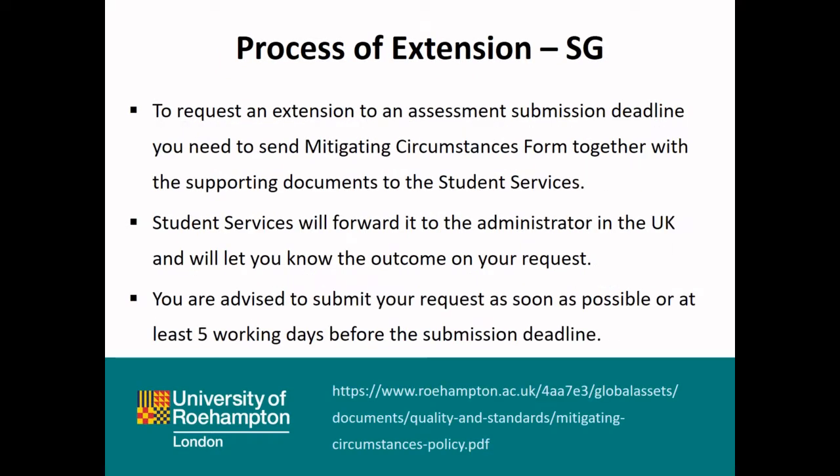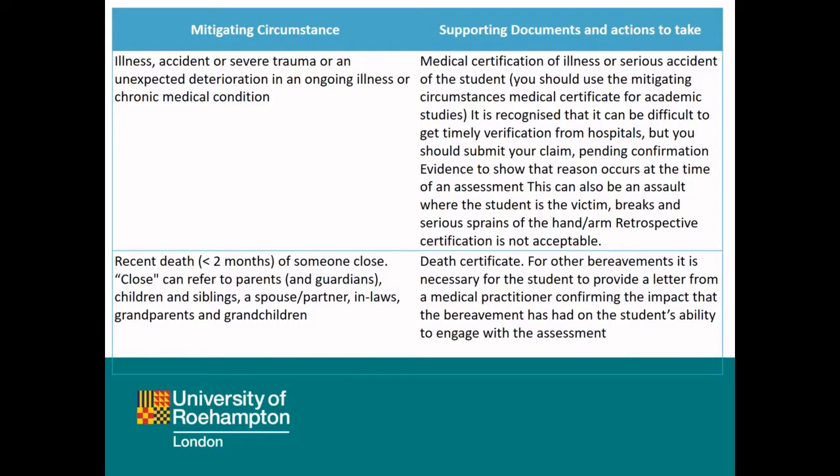To request an extension to an assessment submission deadline, you need to send the Mitigating Circumstances form together with the supporting documents to the Student Services. The Student Services will forward it to the administrator in the UK and will let you know of the outcome of your request. You are advised to submit your request as soon as possible or at least 5 working days before the submission deadline. So the following is a table of mitigating circumstances approved by the university and their supporting documents.